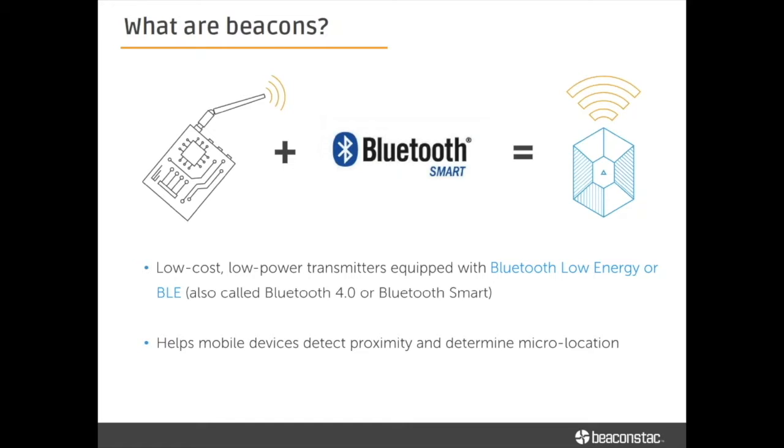Basically, these low-cost pieces of hardware will transmit a signal that will help a mobile device detect its proximity to that beacon itself and determine its relative location, especially in indoor use cases where GPS signals get scrambled or can't actually find out exactly where you are. This is a really good alternative used in proximity-based marketing as well as indoor navigation and indoor microlocation.